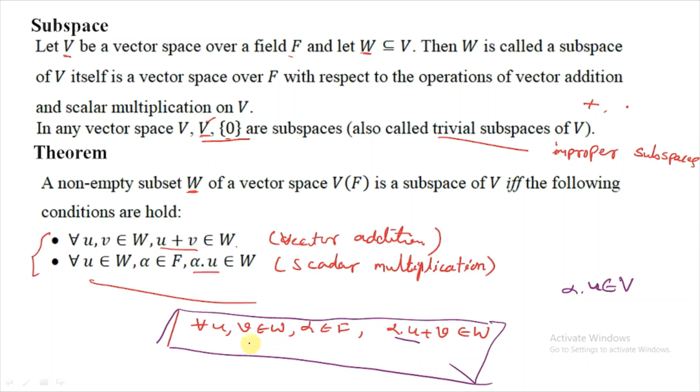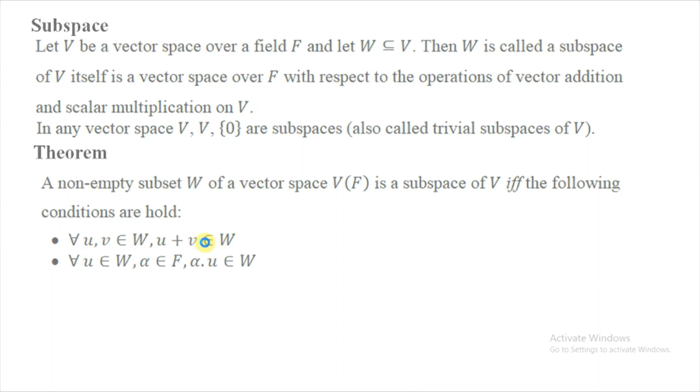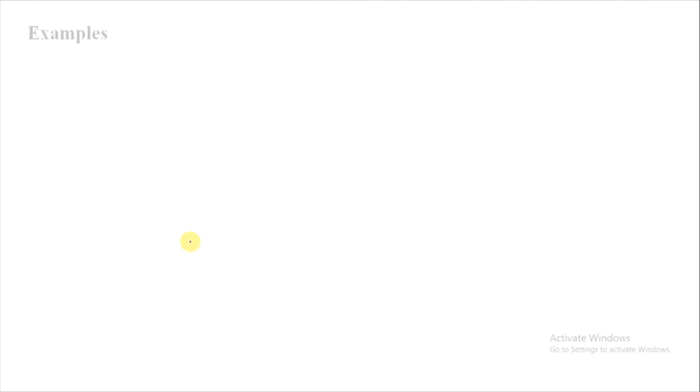Better, we take W: alpha dot u is again in W. That means it's a scalar multiplication. Vector plus vector is again a vector; this is vector addition. It's inbuilt: this is the combination of these two conditions. It's enough to check alpha dot u plus v belongs to W, or you can check individual vector addition and scalar multiplication. That's the theorem.